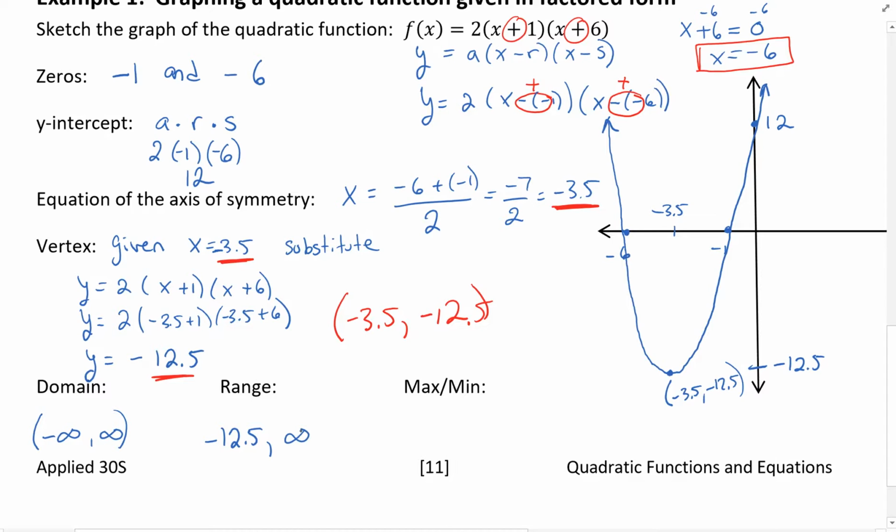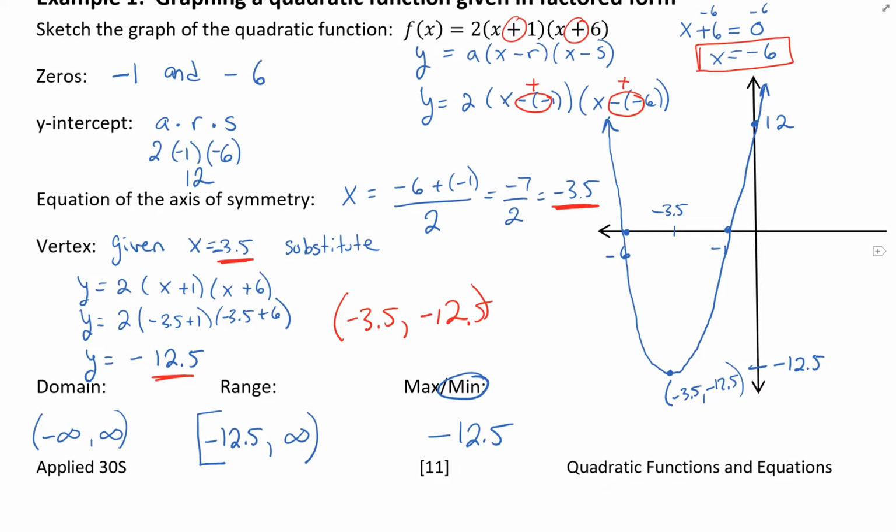What kind of brackets am I using? Round brackets for infinity, because we can approach infinity, but we can't get to infinity. But negative 12.5 is a point that exists on our graph, so we use a square bracket there. Now this, I've already given it away. This is a minimum, right? There is a lowest value, and that minimum is at negative 12.5. So minimum at negative 12.5. Okay, so we're bringing in the same things that we learned earlier, but we just have a new format for our equation.